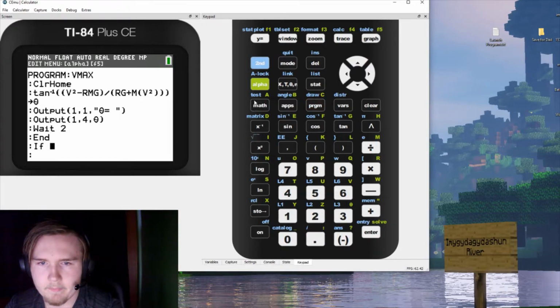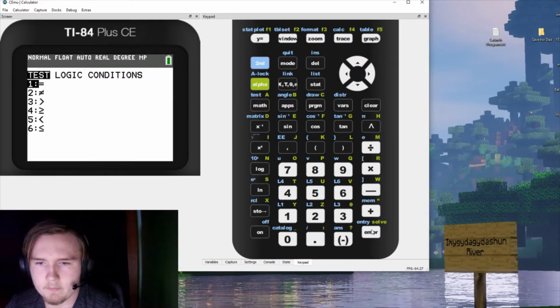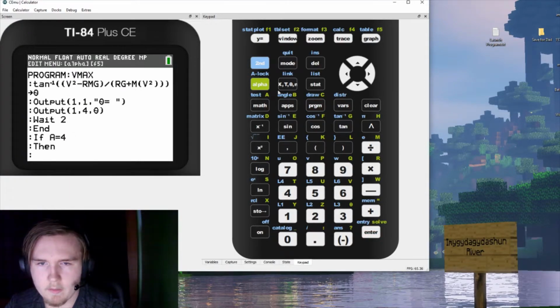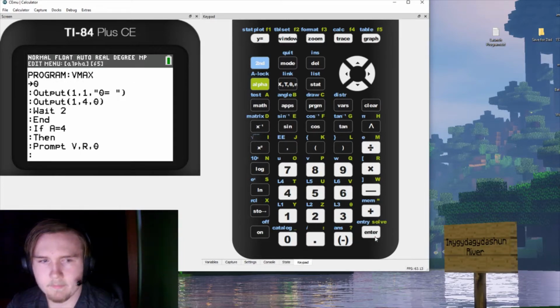If A equals 4, then prompt V, R, and theta. Then you're going to clear your home. That's program input output 8.